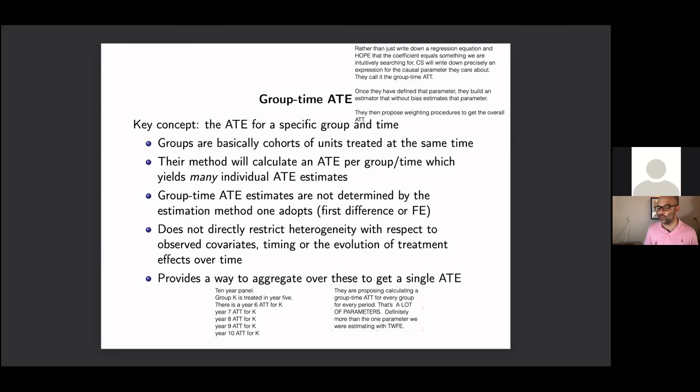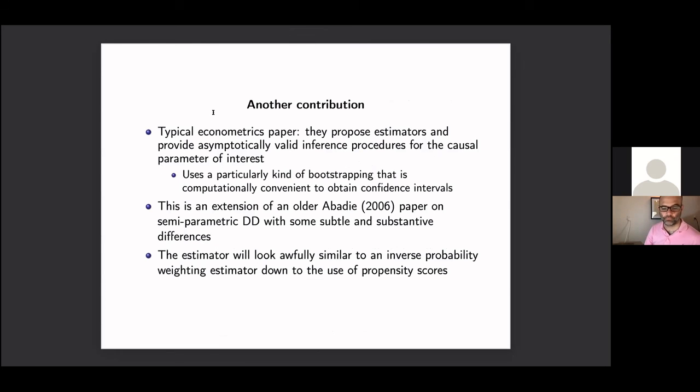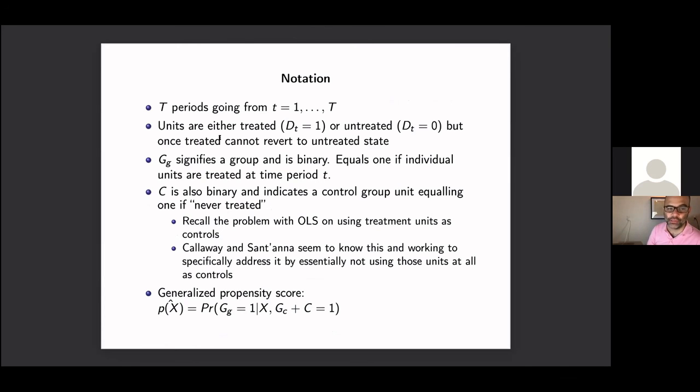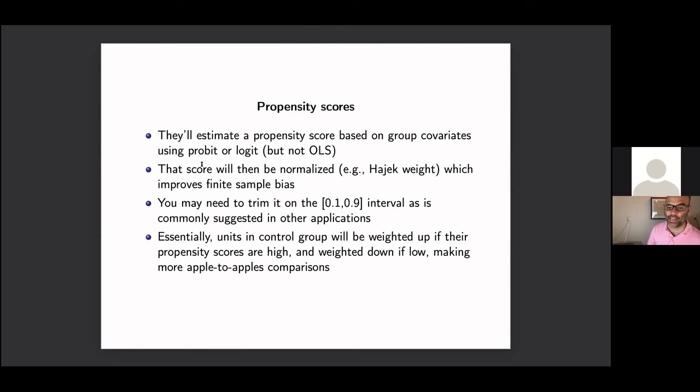Okay. Now, before we get to what we're going to do with it, let's just go ahead and calculate it. So parallel trends. So here's the notation. We're going to have T periods. Units are either going to be treated or untreated. Capital G is going to signify which group you're in, a dummy for whether or not you're in a group. Lowercase g is going to signify the year that you are treated. All right. C is binary. It will indicate that you're in a not treated or a not yet treated group. And then we're going to have that propensity score again, right? So they're going to estimate that propensity score.